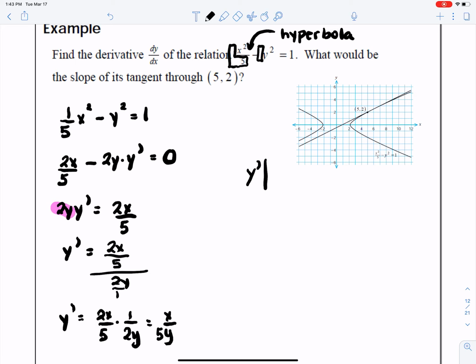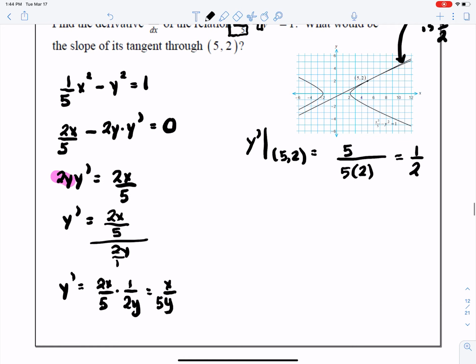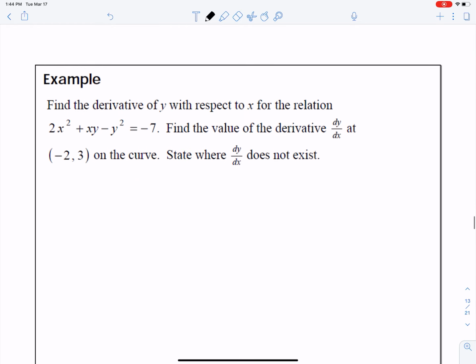I want the slope of the tangent at a specific point. I sub in my point, 5 for the x, 2 for the y, and that works out to 1/2, which represents the slope of this line here that they've drawn in at that one single point. So it's just a new technique of a derivative, which is not much different than stuff we've already done.